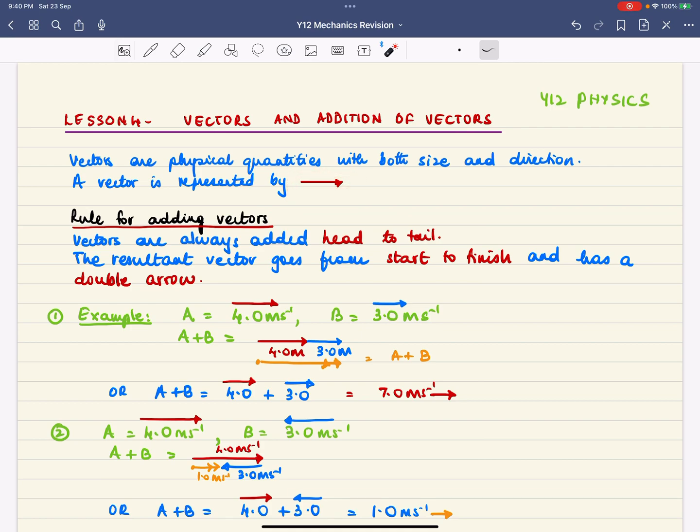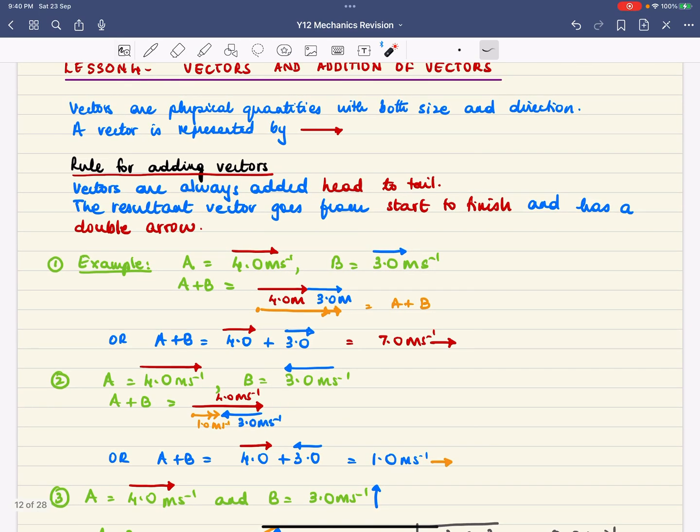So the size of an arrow is the size of the vector, and the direction of the arrow tells you which direction the vector is on. That's the head and that's the tail of the arrow. Now, rules for adding vectors. Vectors are always added head to tail. The resultant vector goes from start to finish and has a double arrow.